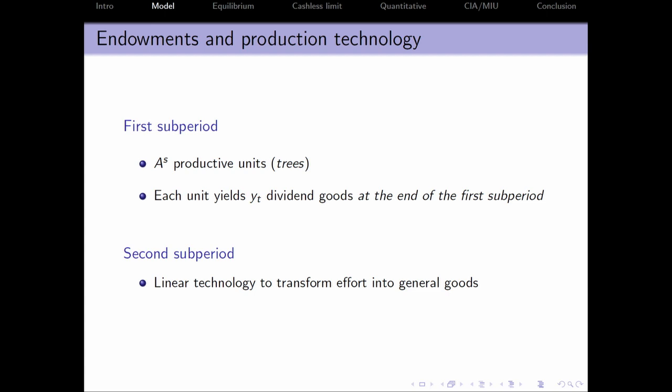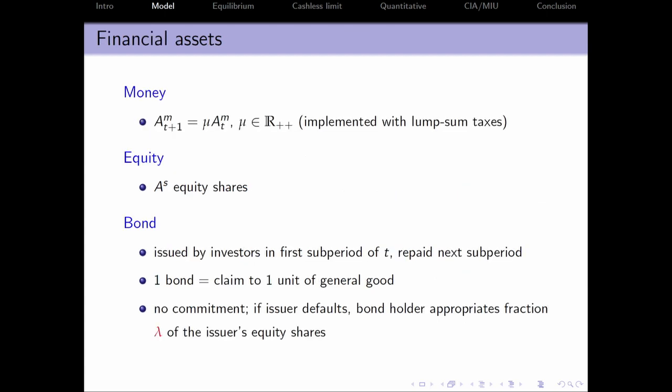Okay, so in terms of endowments and technology, in the first period, there's this fixed proportion or number of trees, A_S. Each tree gives a dividend. In the second subperiod, everybody can supply labor to produce a general good. Like I said, there's three financial assets, the money. It's going to be a constant growth rate of the money supply. That's going to be our policy parameter. Later, we'll map it into a nominal rate. That's just not that relevant. There's an equity share outstanding for each tree.